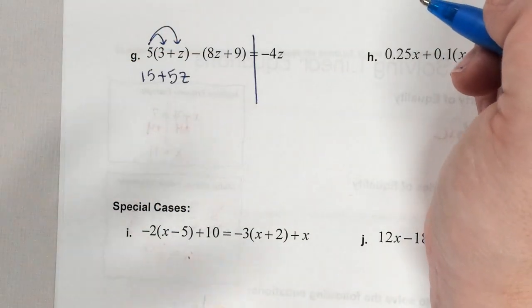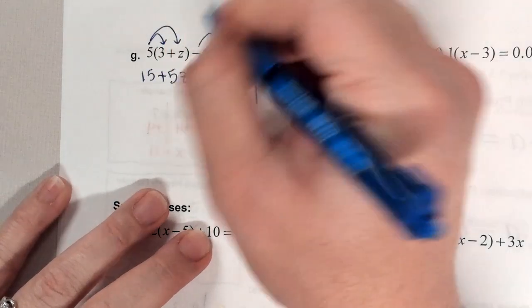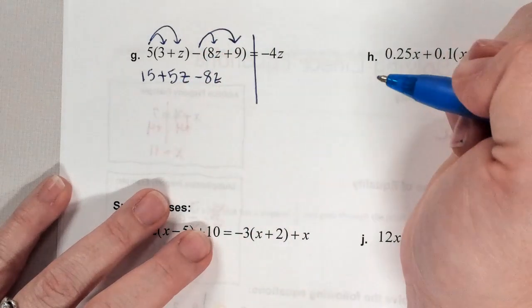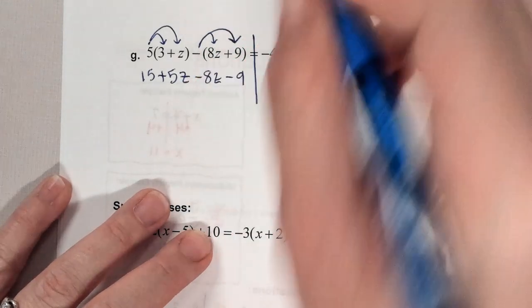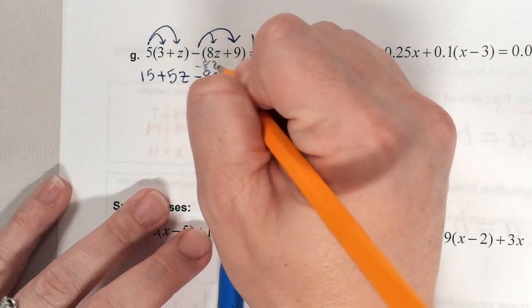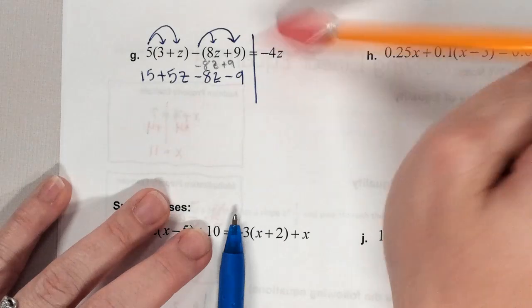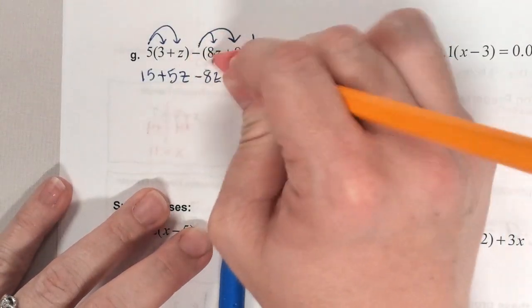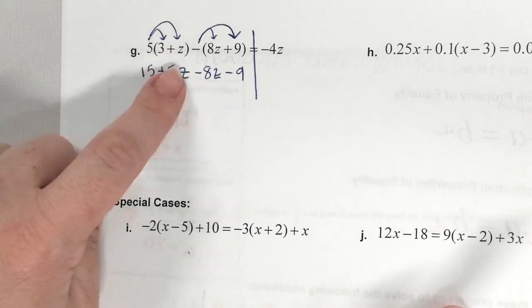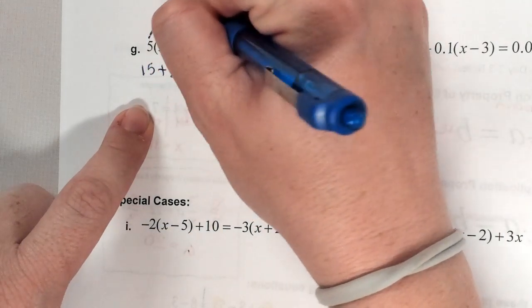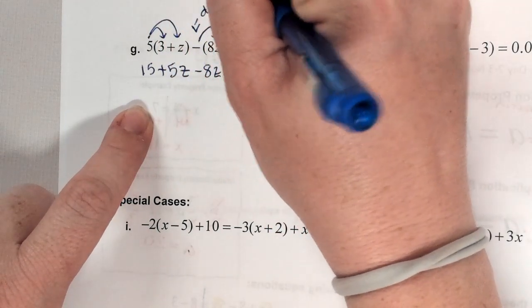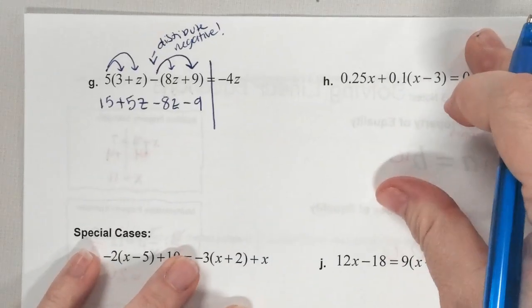Distribute the negative. Y'all, this is a big mistake people make. They don't distribute the negative. Minus 8z. And what's negative 8 times 9? Negative 9. Now, a big mistake people make, don't write down what I'm putting in pencil, is they'll just write negative 8z plus 9. Is that correct? No, you have to distribute to both terms when there's a negative in front. Okay? So that's the only thing I really wanted to touch on this one. Any questions with that?